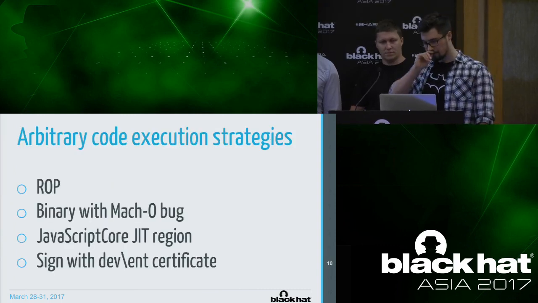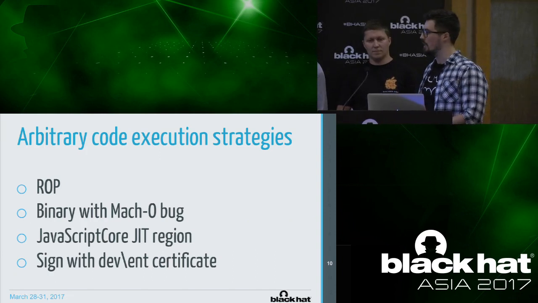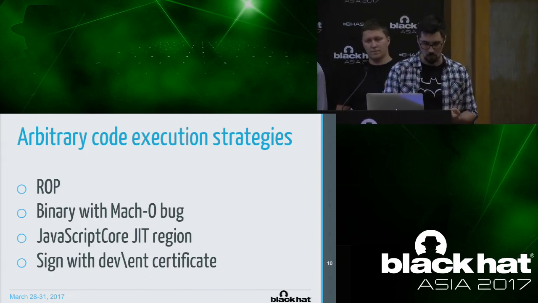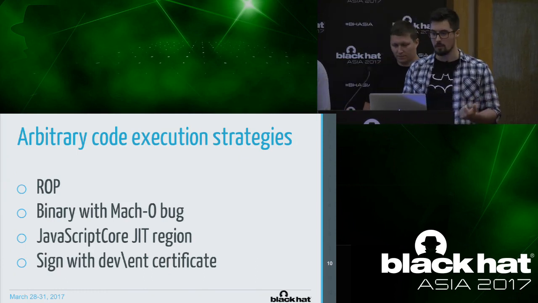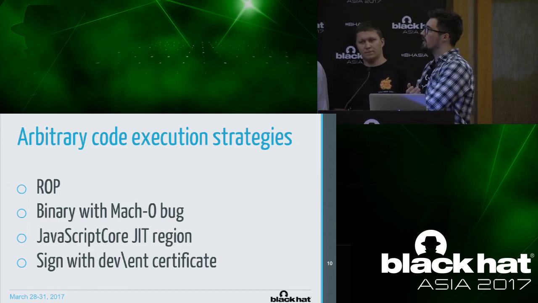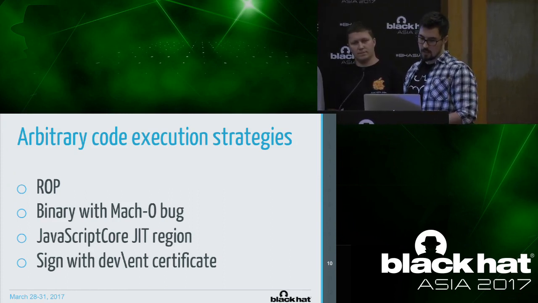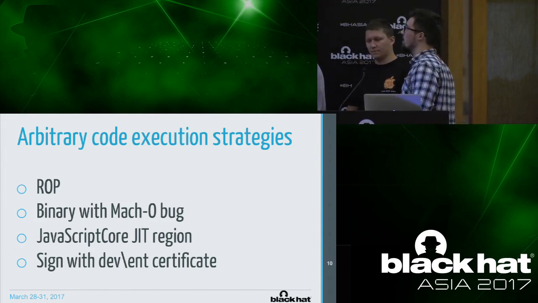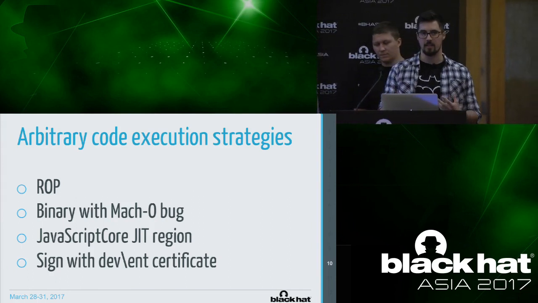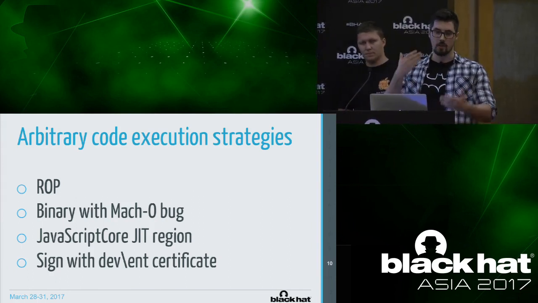I will start with arbitrary code execution strategies, or how to bypass initial code signing checks. First of all, there are well-known techniques like return-oriented programming, which is well documented, and I will not focus on it too much. The next thing is a binary with a Mach-O bug. The main idea is to exploit the dynamic linker and hide an executable segment by overlapping it with a non-executable one.